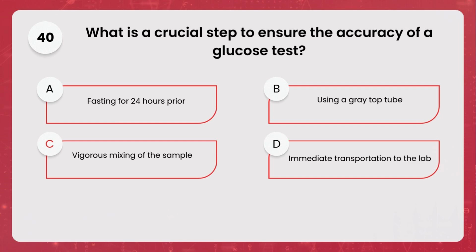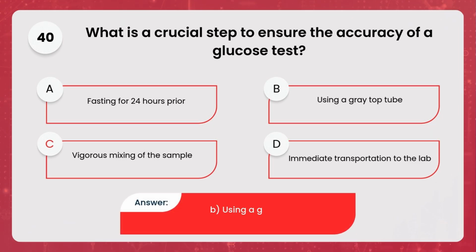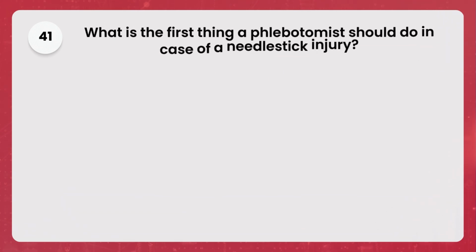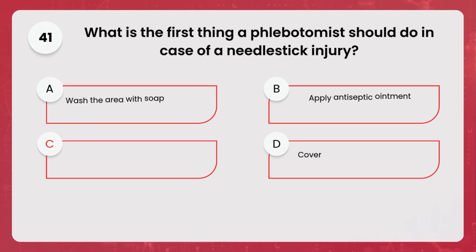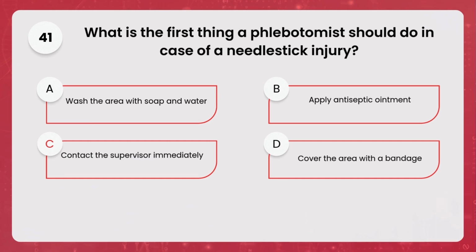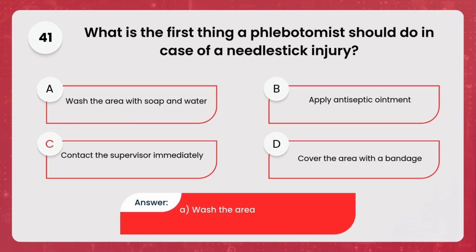Or D. Immediate transportation to the lab. The answer is B. Using a gray top tube. Number 41. What is the first thing a phlebotomist should do in case of a needle stick injury? A. Wash the area with soap and water. B. Apply antiseptic ointment. C. Contact the supervisor immediately. D. Cover the area with a bandage. The answer is A. Wash the area with soap and water.